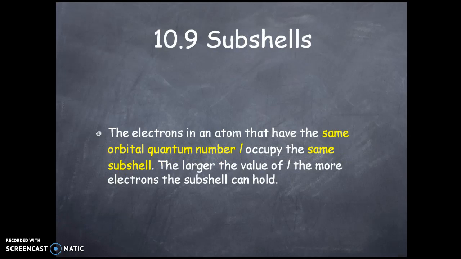The electrons in an atom that have the same orbital quantum number, which is L, occupy the same subshell. The larger the value of L, the more electrons they can hold. The orbital quantum numbers are associated with S, P, D, F. S is the subshell which can hold 2 electrons, P can hold 6 electrons, D can hold 10 electrons, and F can hold up to 14 electrons.